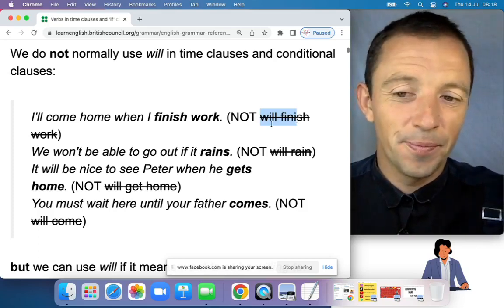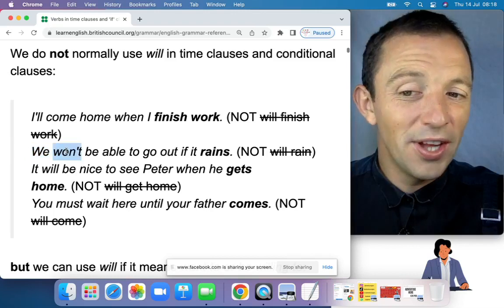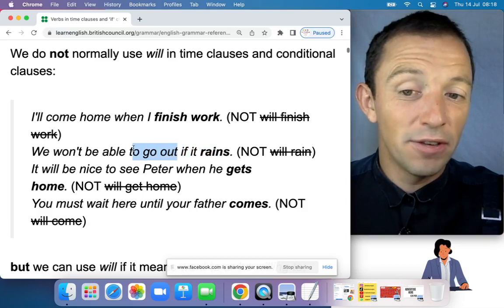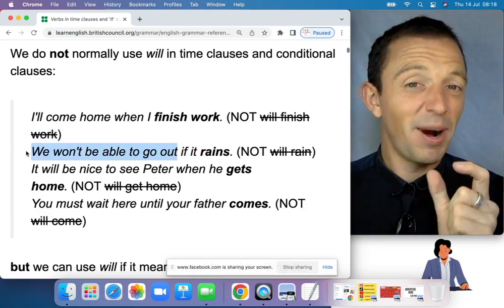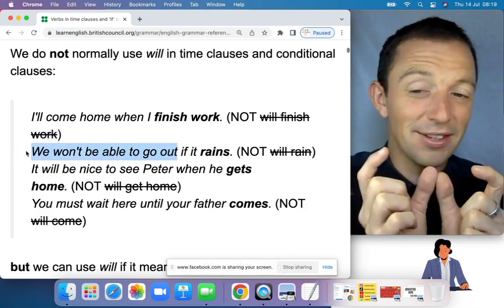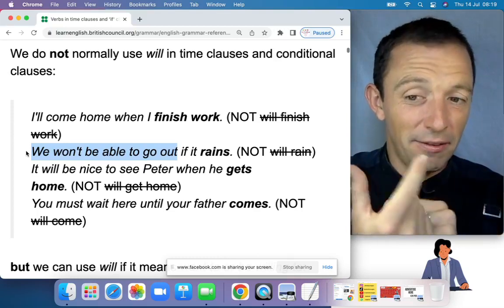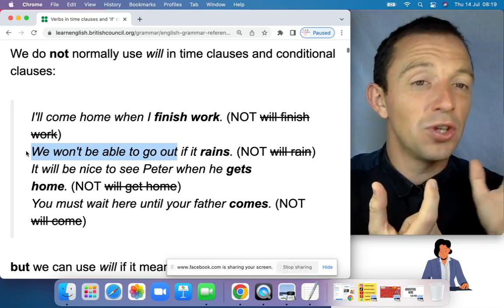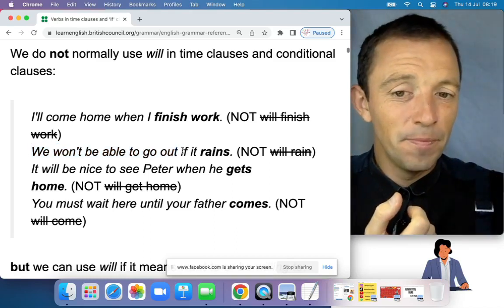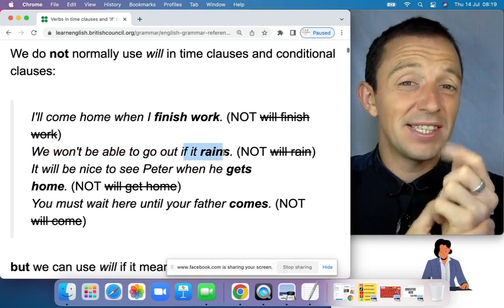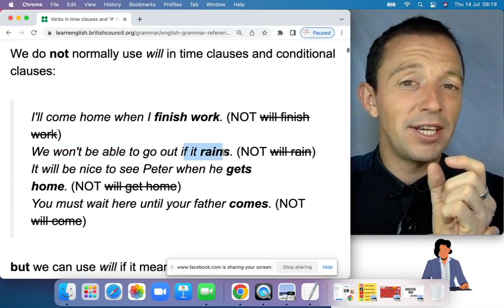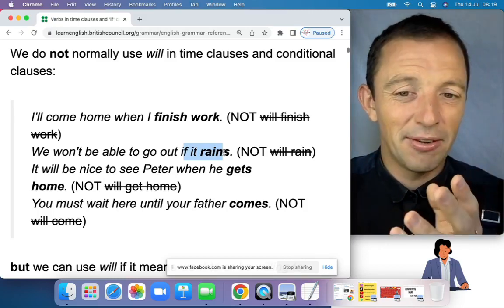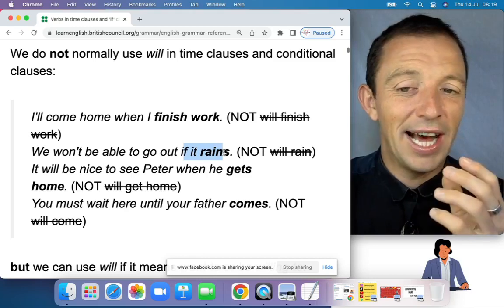Okay, let's continue. Next example. We will not be able to go out if it rains. So there are two parts, the first clause and the second clause. The first clause is the future in the negative. We will not be able to go out. The conditional clause, if. Because it's the conditional clause if, we generally use the present, especially when we speak about the future. So therefore, if it rains is the correct structure and not if it will rain.